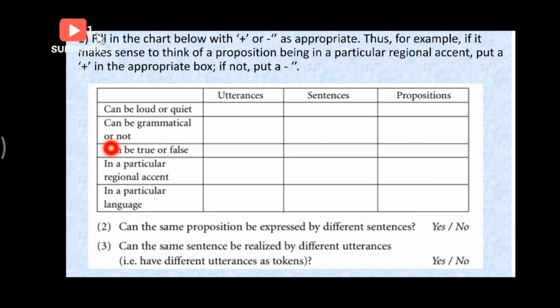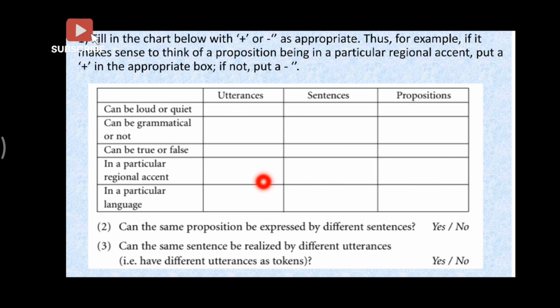Can be grammatical or not. An utterance can be grammatical or not, yes. A sentence can be grammatical or not, yes. And a proposition, no. So here comes plus, plus, minus. Can be true or false. An utterance can be true or false, plus. A sentence can be true or false, yeah, plus. A proposition can be true or false, plus.